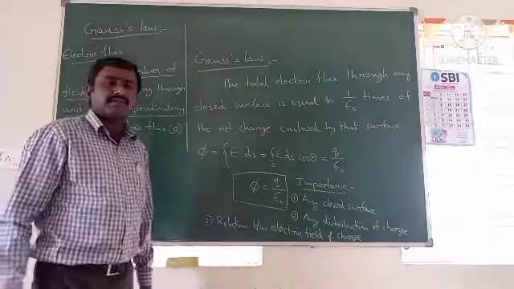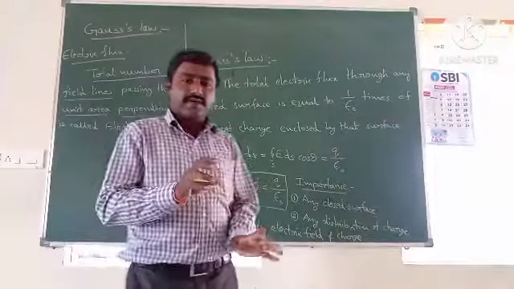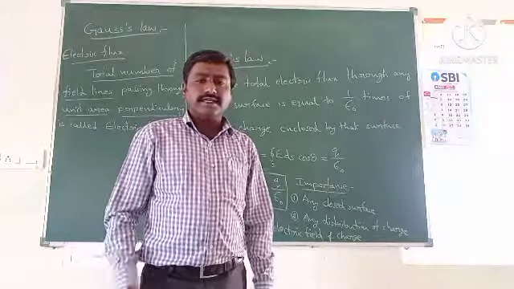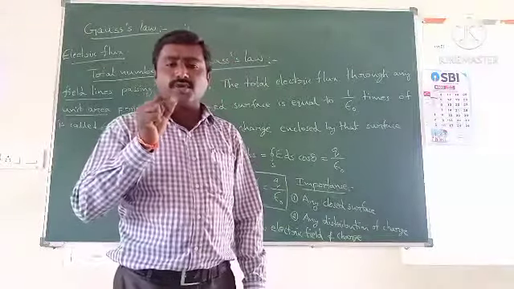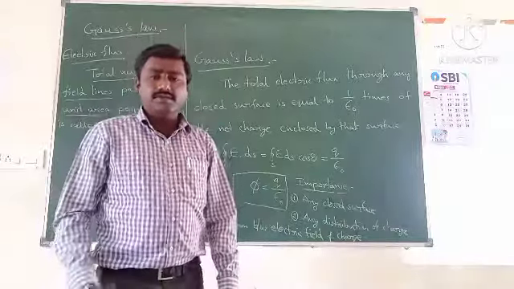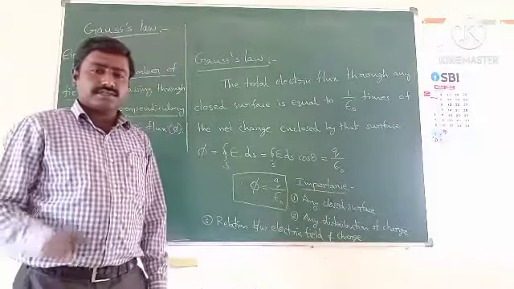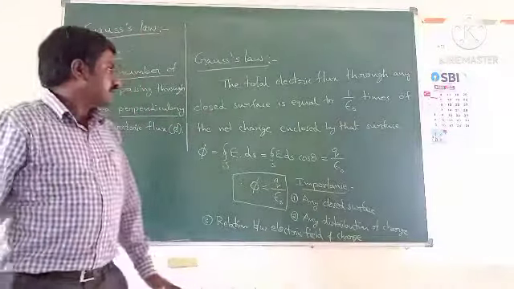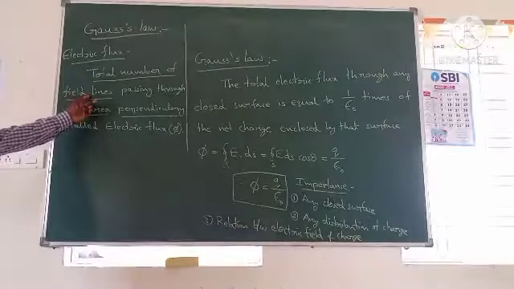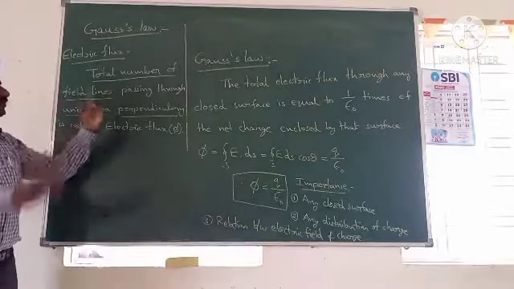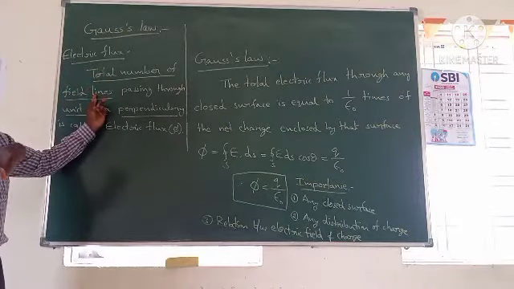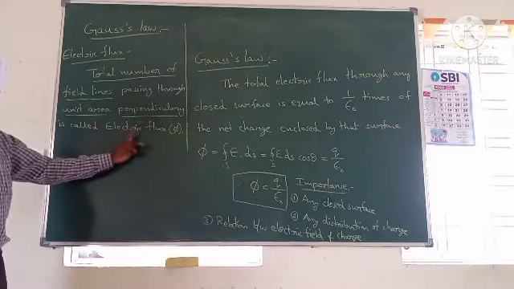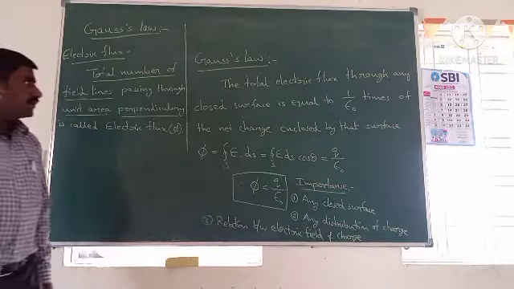What is the nature of electric lines of force? For an isolated positive charge, they are outward, and for an isolated negative charge, they are inward. Electric lines of force start from the positive charge and end at the negative charge. So the total number of electric lines of force passing through unit area perpendicularly is called electric flux phi.